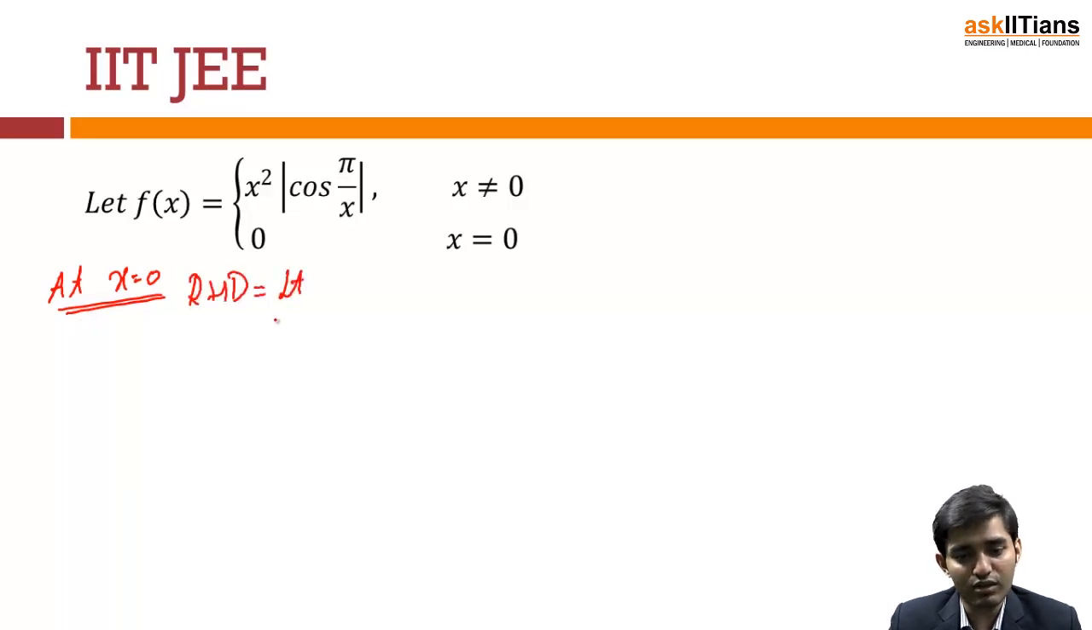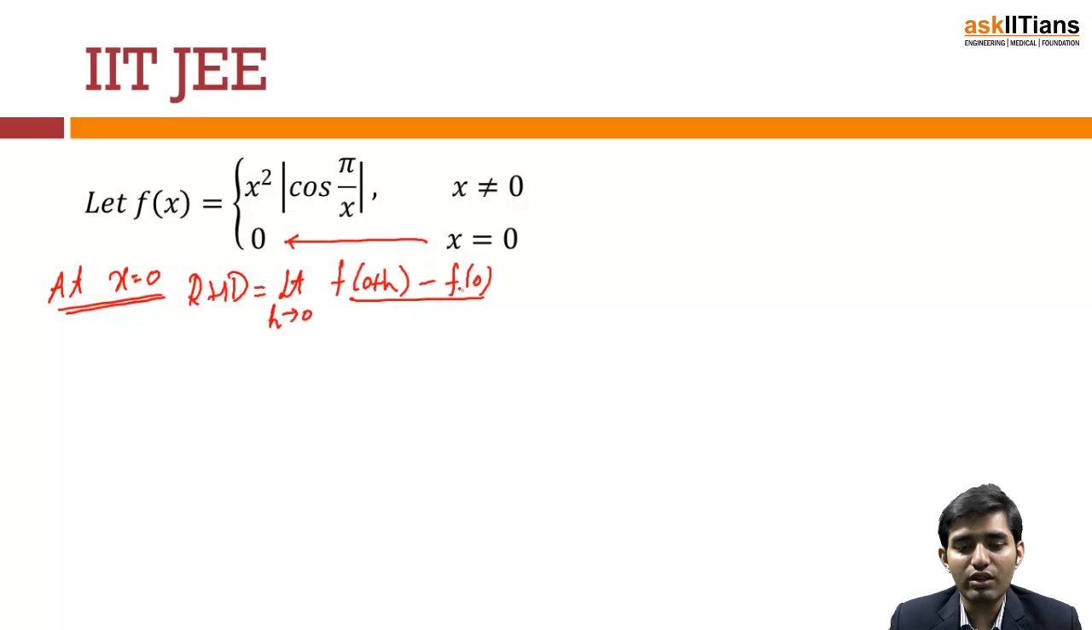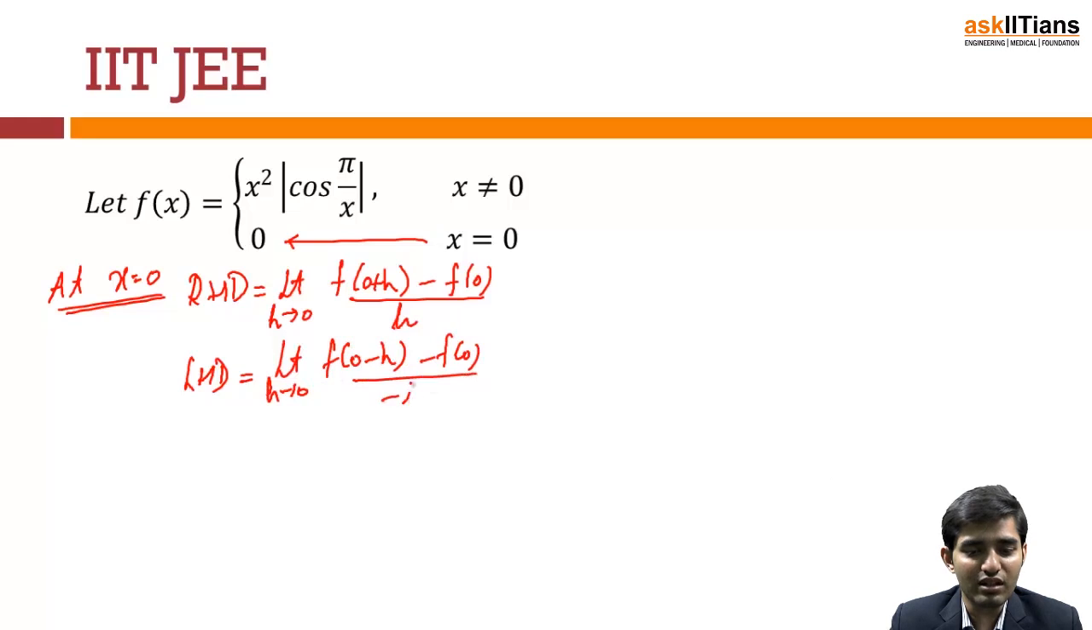So at x equal to 0, this will be limit h tending to 0, f of 0 plus h. First always write down the definition of RHD, right? F of 0 plus h minus f of 0. F of 0 is 0, right? It is given in the question. At x equal to 0, the value is 0. So f of 0 is 0 divided by h, and what will be LHD? LHD will be nothing but limit, right, h tending to 0. Here it will be f of 0 minus h minus f of 0 divided by minus h.